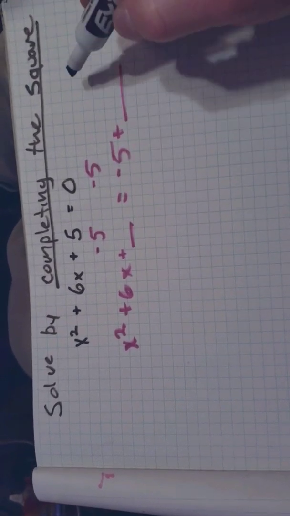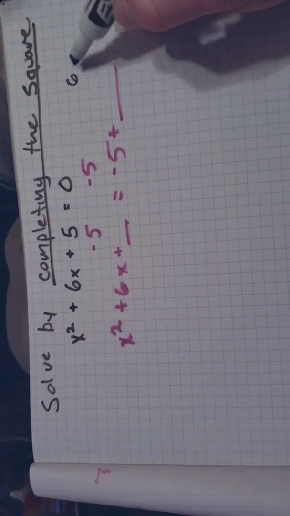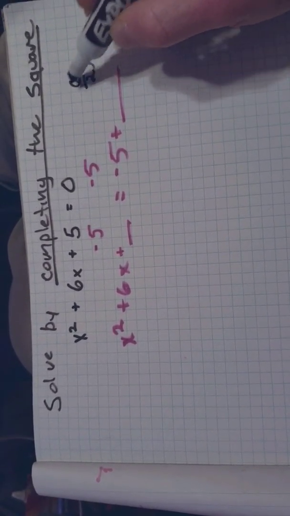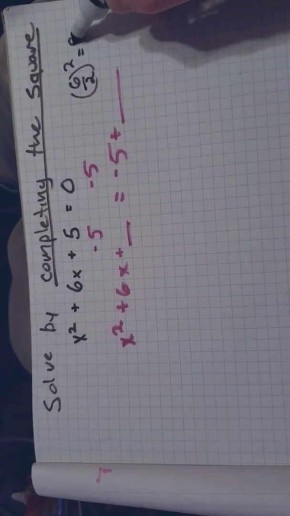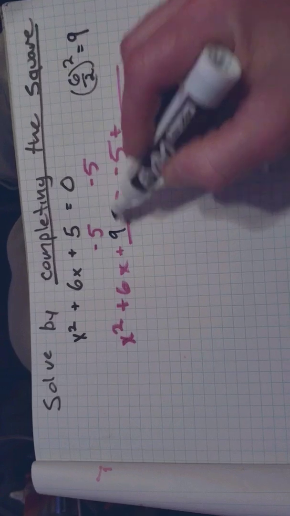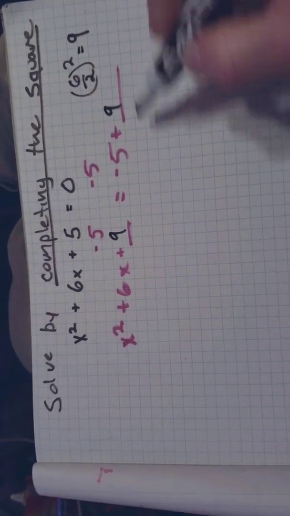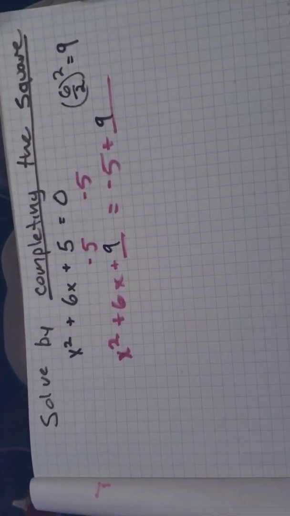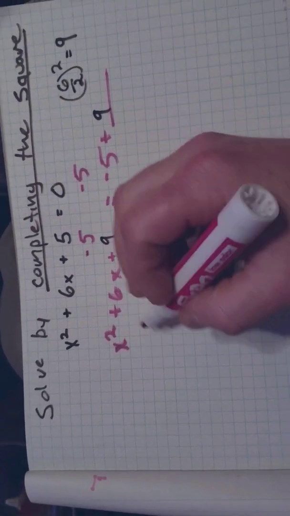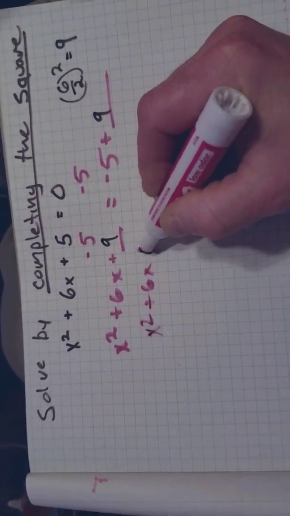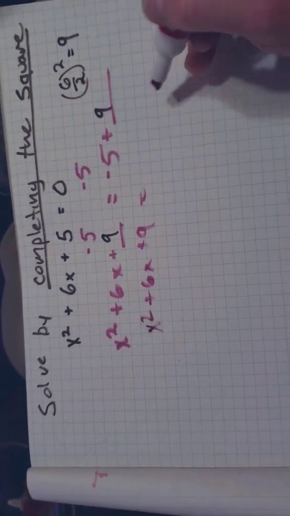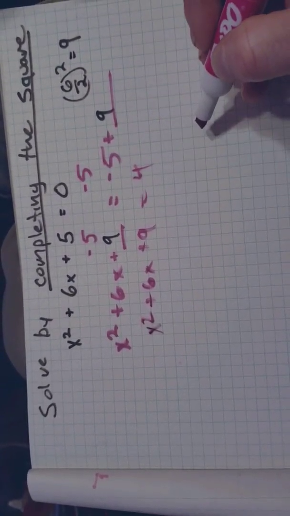So let's go off to the side and let's say, okay, our b value is 6. We need to take half of that and we square it. So half of 6 is 3, and 3 squared is 9. And that's what's going to go in each one of these blanks. So let's go ahead and simplify this, and then we can solve. X squared plus 6x plus 9 is equal to negative 5 plus 9, 4.